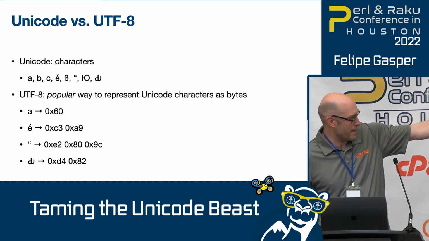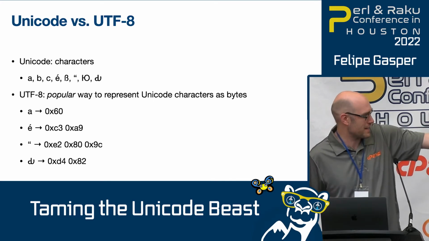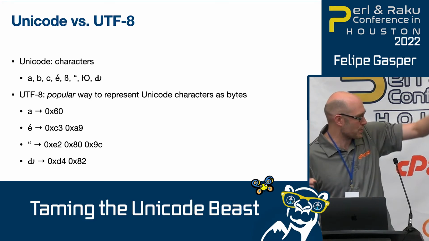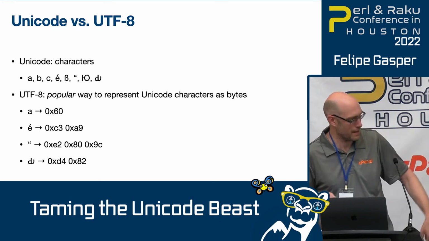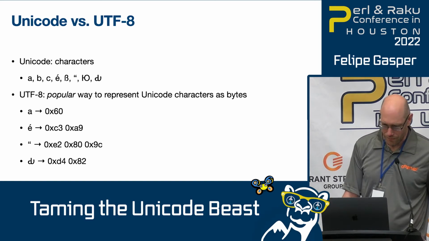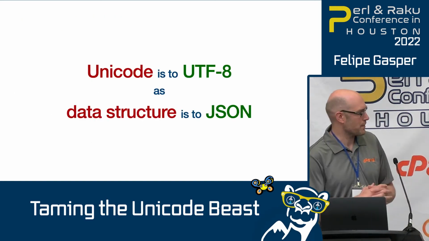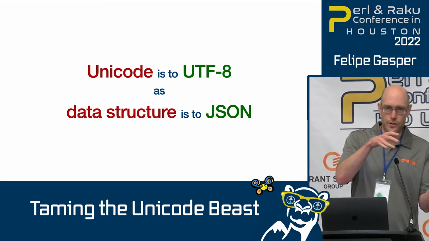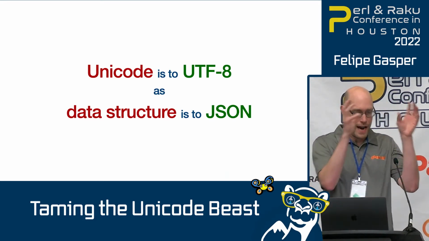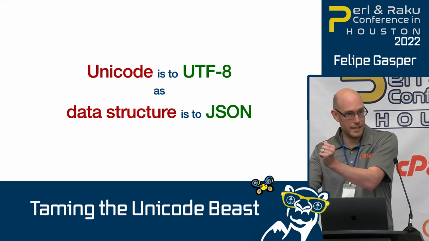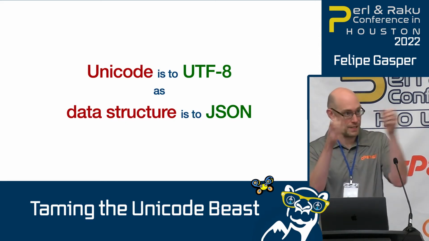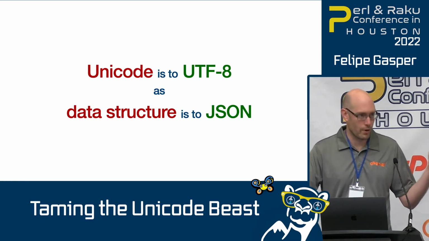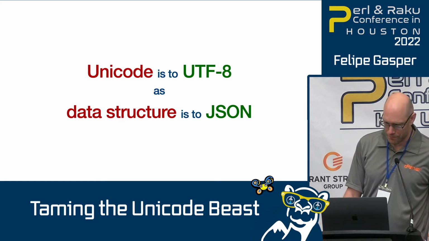So if you have ASCII lowercase a, that's hex 60. E with an accent is 2 bytes. Curly double quote is 3 bytes. And that little thing down there, I forget its name, it's back to 2. If you want an analogy, Unicode is to UTF-8 the way a data structure is to JSON. If you have a Unicode character that you need to store on disk, you store it as UTF-8. If you have a data structure that you need to store on disk, you store it as JSON, or CBOR, or Storable, or MessagePack, whatever have you.